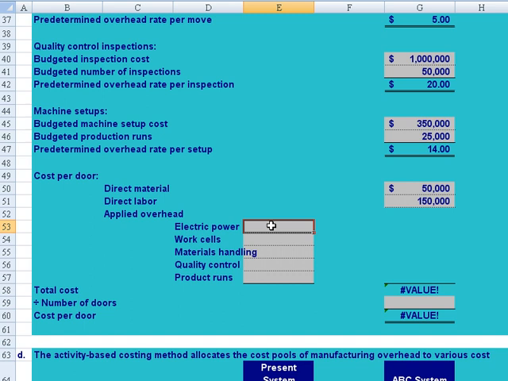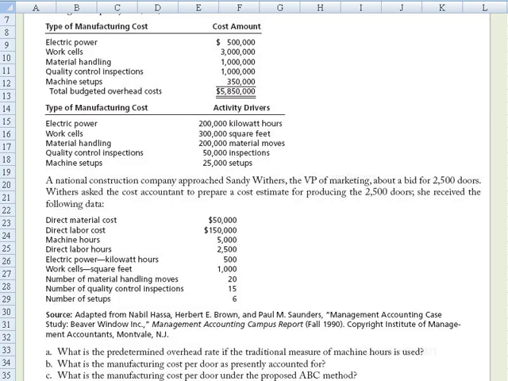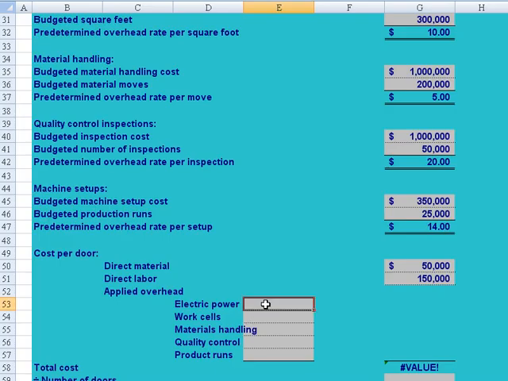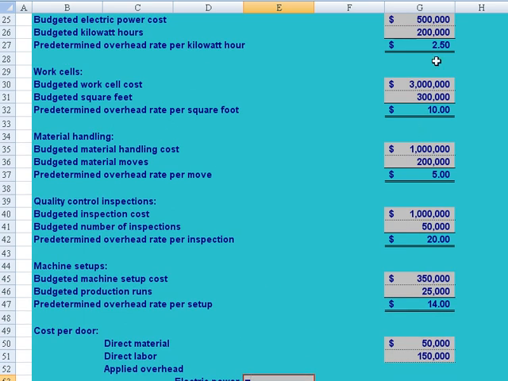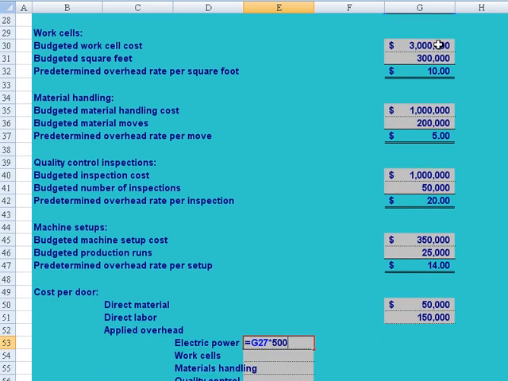And then we need to apply the applied overhead. And to do that, we need to know how many kilowatt hours are used to come up with 2,500 doors. And they tell us it's 500. We've already calculated the cost at $250 each. So we'll take the 250, and I'm just going to reference from above, times the 500 kilowatt hours. And you can see me putting it in there. So I get $1,250.